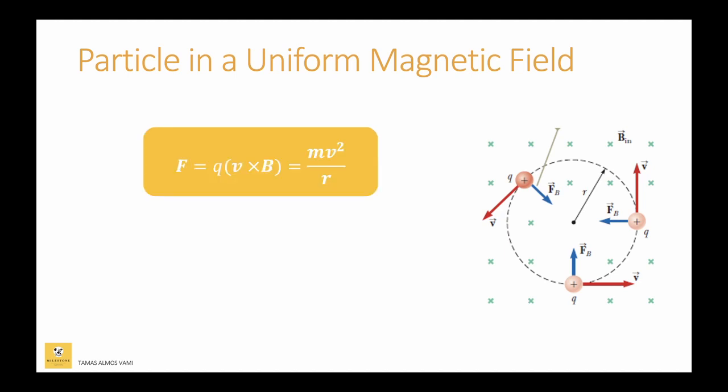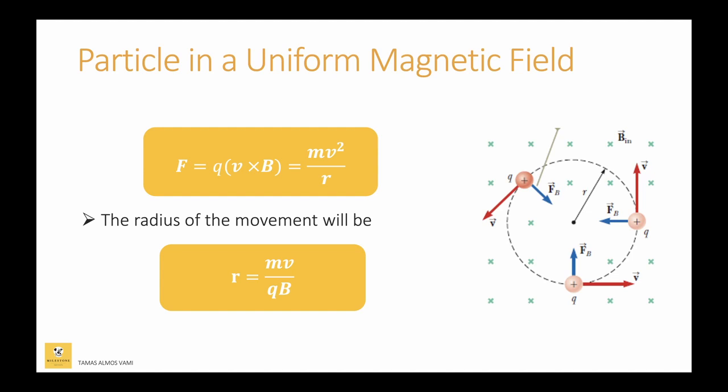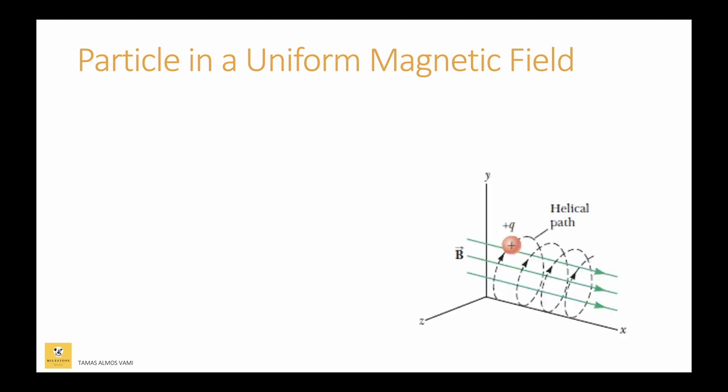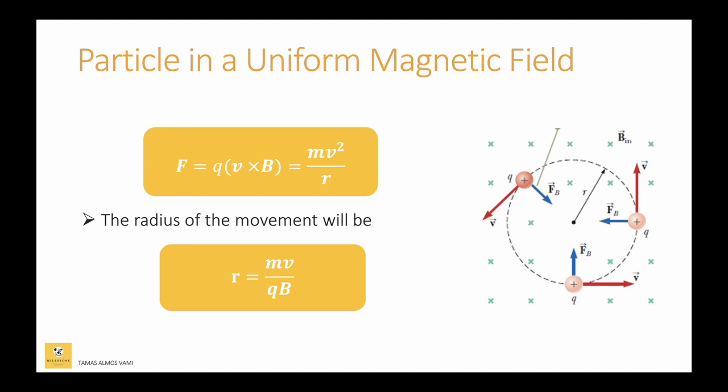So we can put these two together, because it's the same force, and from this we can express that the radius of the circle is going to be mv, which is essentially the momentum of the particle, divided by the charge and the magnetic field. And so this actually is how synchrotron particle accelerators work.